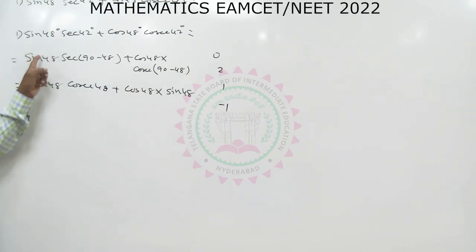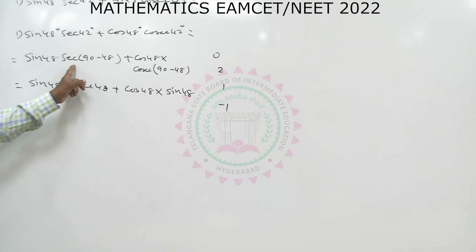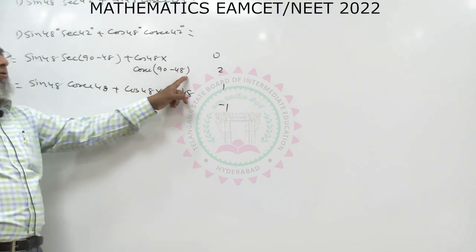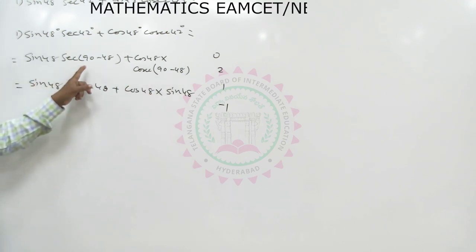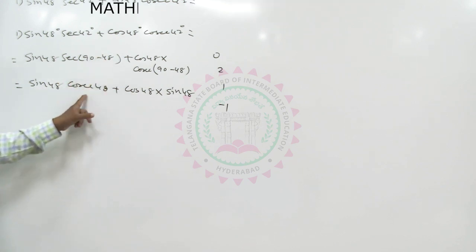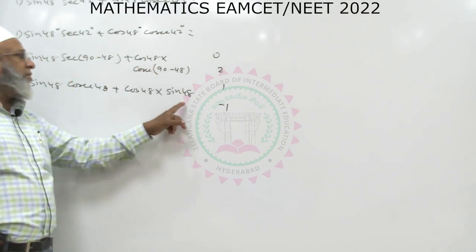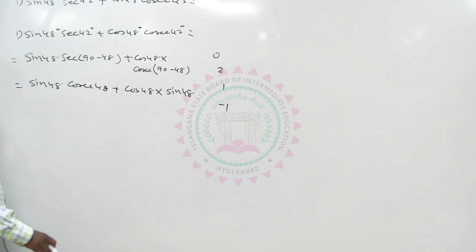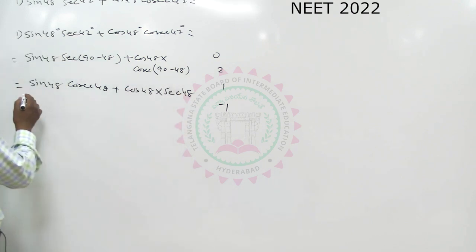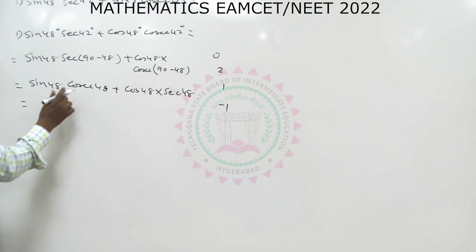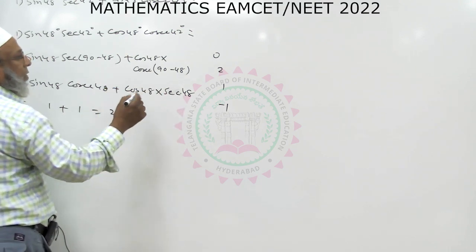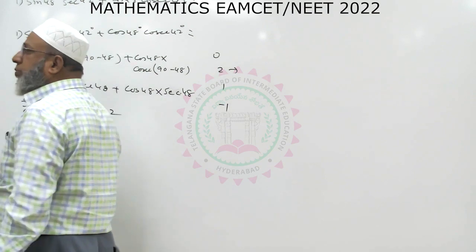Right? Sin 48 as it is. Sec 42 can be written as sec 90 minus 48. Cos 48 as it is. Cosec 42 can be written as cosec 90 minus 48. So cos 48 into sec 48. Sec becomes cosec, cosec becomes sec. Right? So this is equal to sin into cosec is equal to 1, cos into sec is equal to 1. Therefore, the option is 2.